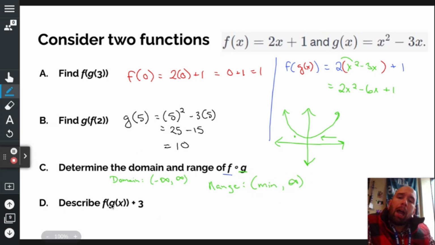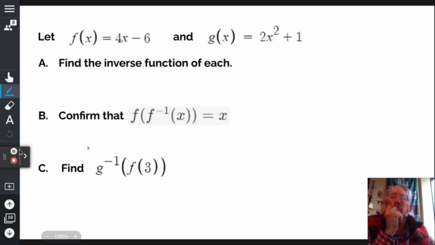All right, describe f of g of x plus 3. Well, I found f of g of x. So literally just by adding 3, it's not asking me to do a whole lot more than describe it. This is me just moving it up 3 units. That's it. Plus 3, move it up 3 units. So whatever that guy is, up 3 more. Boom. Done. Easy peasy.